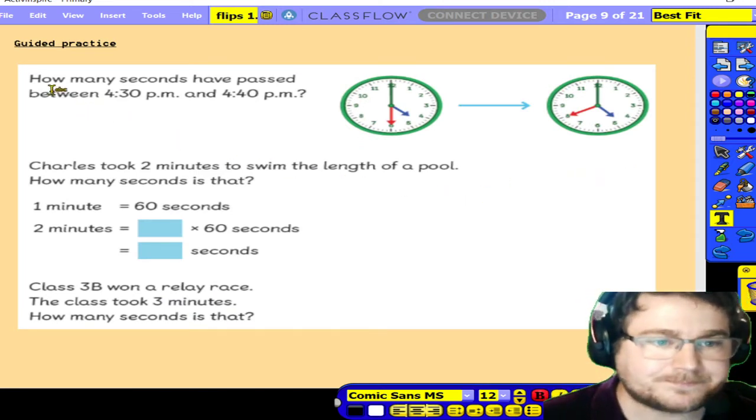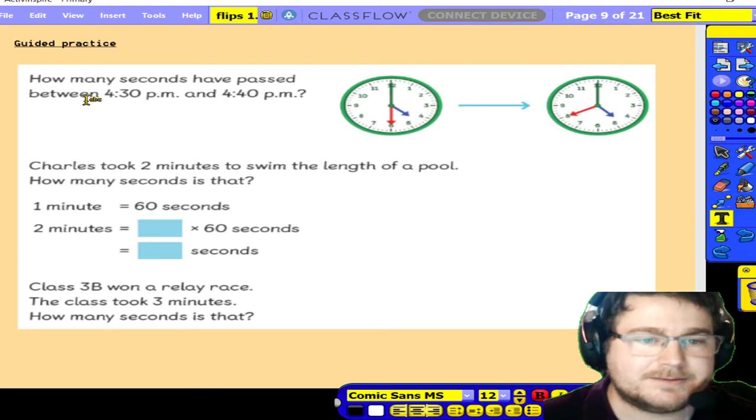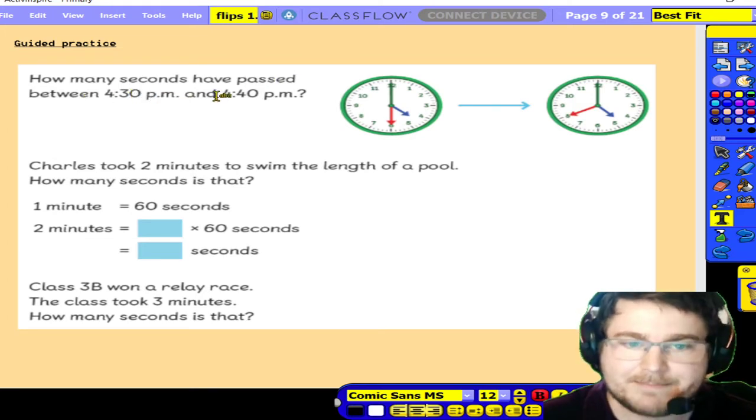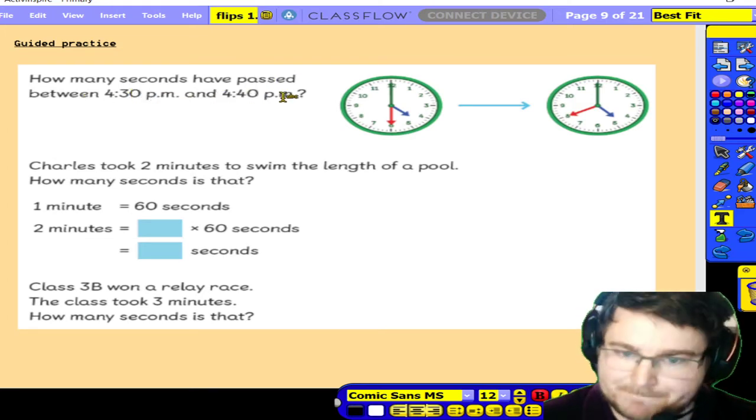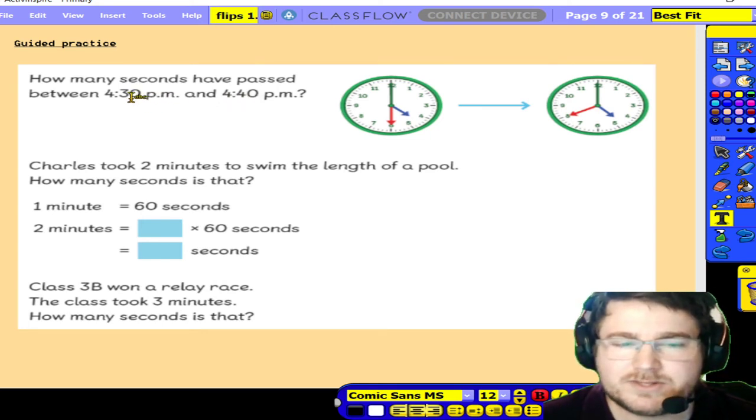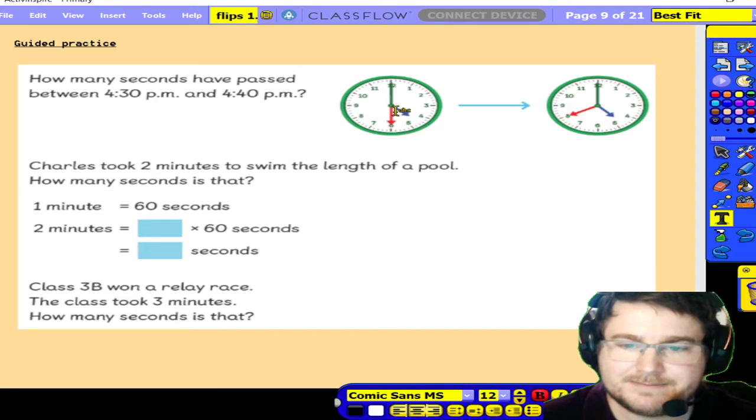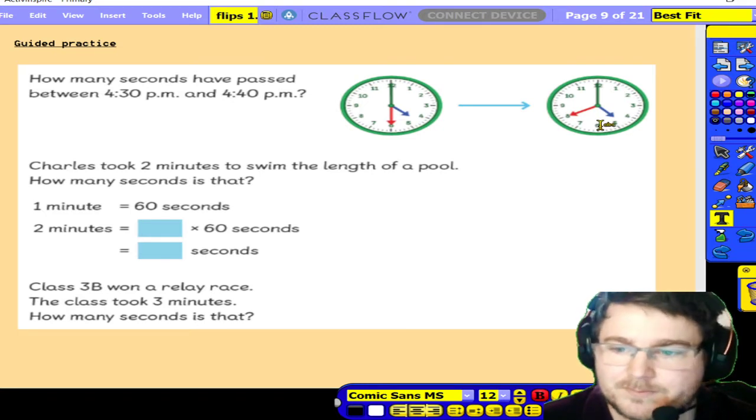Let's have a look at here. How many seconds have passed between 4:30 p.m. and 4:40 p.m.? What's the difference between 4:30 and 4:40? Little think here. I'll give you a little bit of time to think. Work it out.